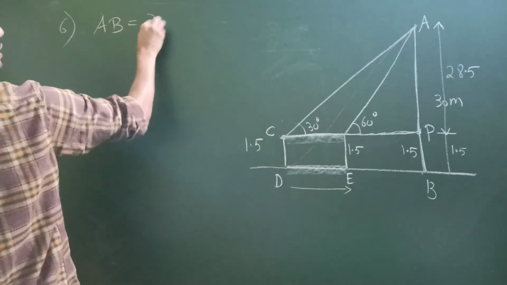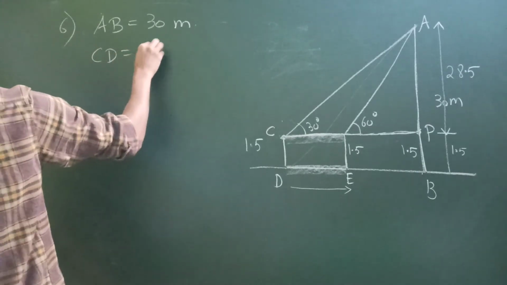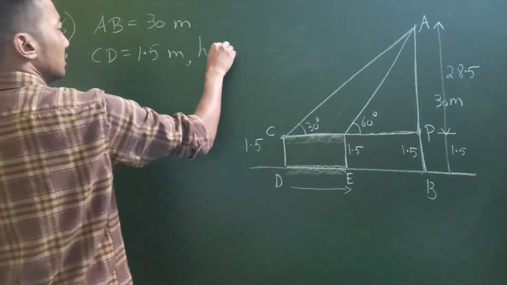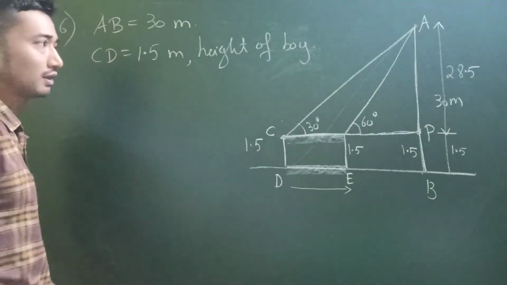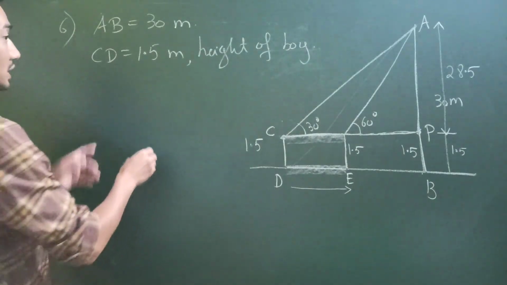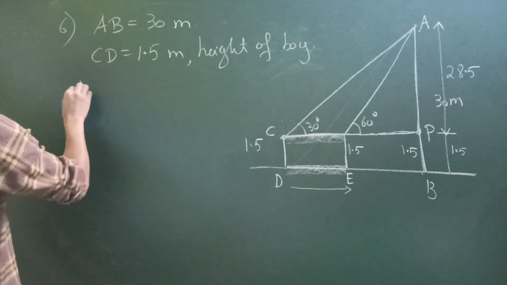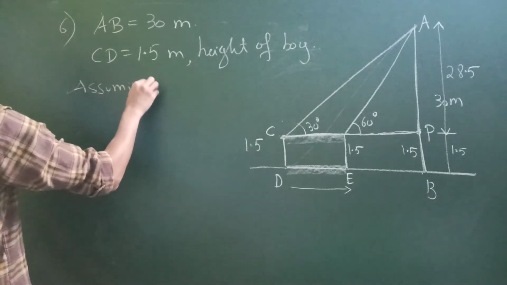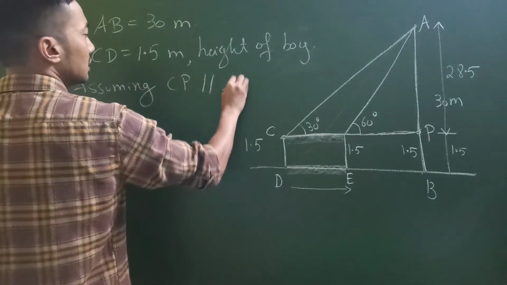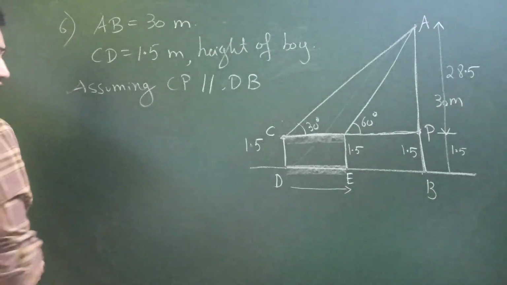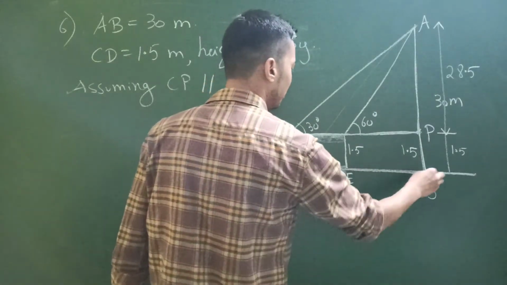AB is equal to how much? 30 meter. CD is equal to 1.5 meter, that is actually the height of the boy. Alright, so what we will do is assume, no need to write also, but anyway, assuming that CP is parallel to DB.